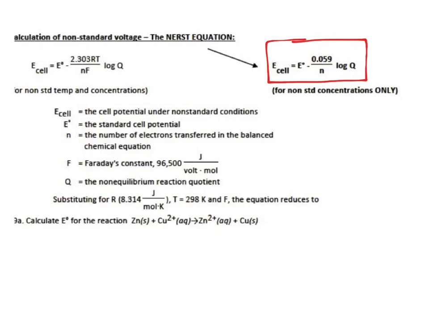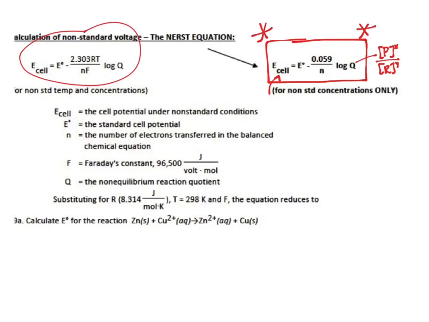So E cell, when we're not in standard conditions, is equal to our E naught, which is standard conditions, minus 0.0529 divided by n, which is our number of moles of electrons in the balanced reaction, times log of Q. And Q, remember, is our products to their coefficient powers over the concentration of our reactants to their coefficient powers. This is the old equation, but after substituting everything in, it reduces down to what I have here. So this is what we're going to use on the day of the test.